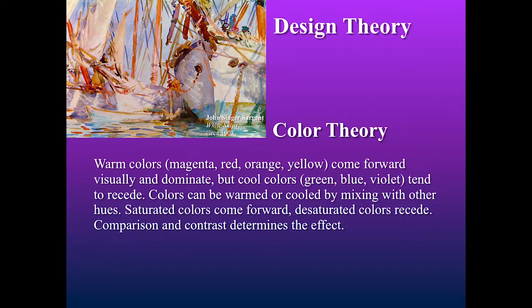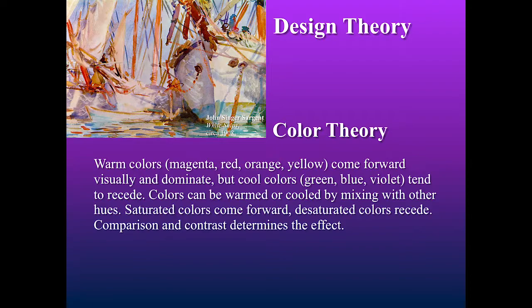Color theory is another thing you can use to organize your space and give people a sense of feeling about what's supposed to be happening, how they're supposed to feel about something, and what is supposed to be happening in the space. So warm colors like magenta, red, yellow, orange come forward visually, and they will dominate the space, especially if they're very saturated. Cool colors like green, blue, and violet tend to recede. Colors can be warmed or cooled by mixing with some of the other hues.